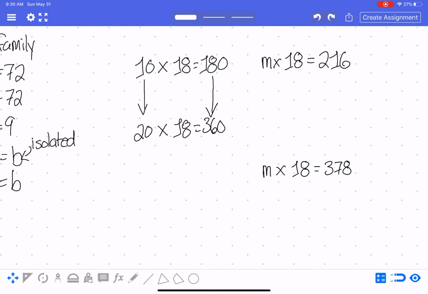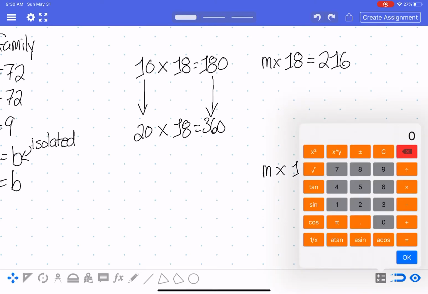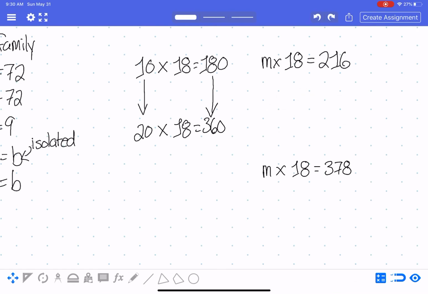Now, again, if the number doesn't come to you, there's nothing wrong with using a calculator to help you check that, but not necessarily to give you an answer. So if I double it, it's 360, right? Now, 360 helps you with actually both of these questions. The second one is easier. So we'll start with m times 18 is equal to 378, right?